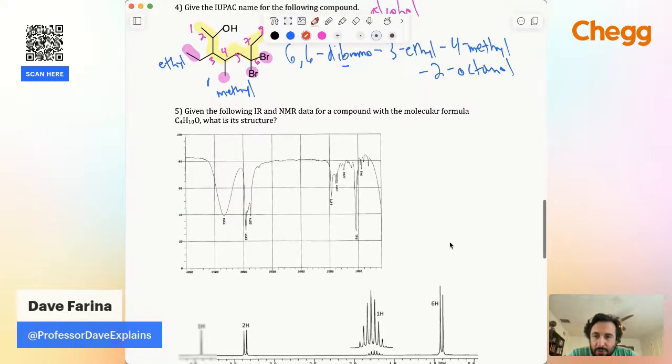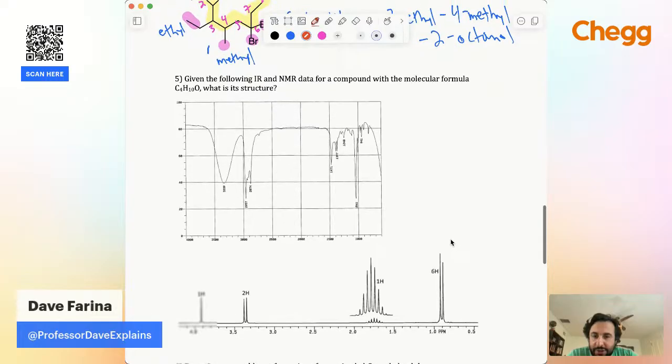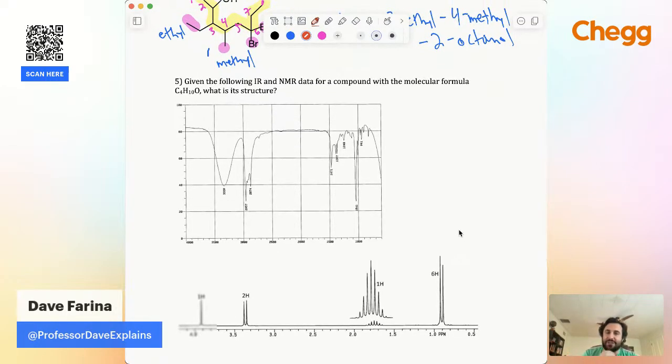Okay, now we're going to do another one that's very similar to the one we just did. Let's practice another one here. It says, given the following IR and NMR data, so it's the same thing, but now we have this formula, C4H10O. So what did we do last time? We looked at the IR data to find a particular functional group that will tell us what the oxygen atom is doing, because right now we don't know.